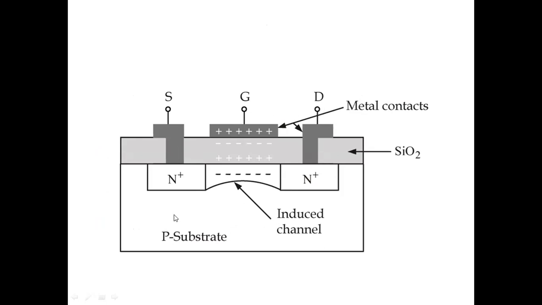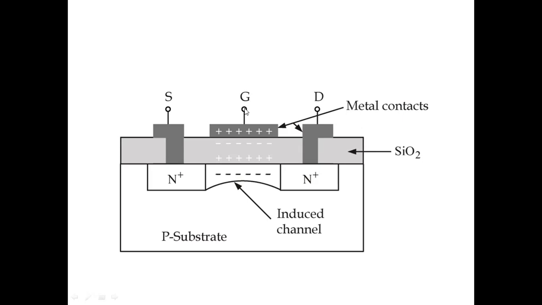So normally this p type substrate has very few charge carriers. That means the minority charge carriers in the p type substrate are electrons. These electrons are very few in number, hence the conduction is very low. So it is normally in the off state. Okay, the MOSFET is in the off state. That's why this MOSFET is also called a normally off MOSFET.